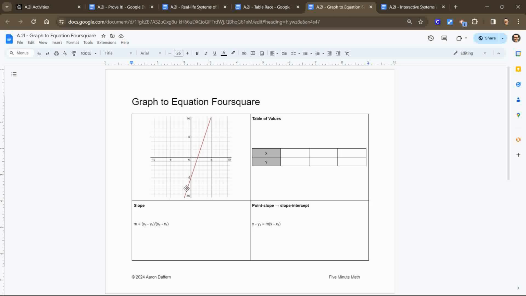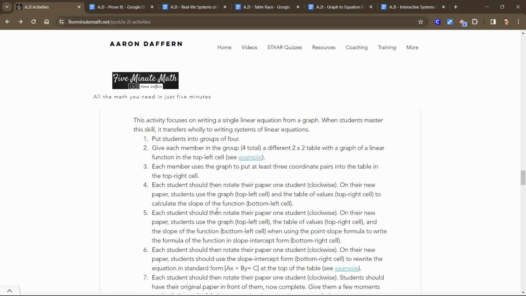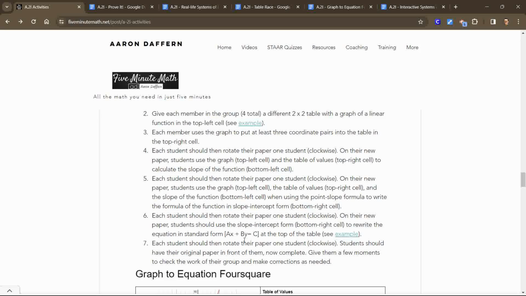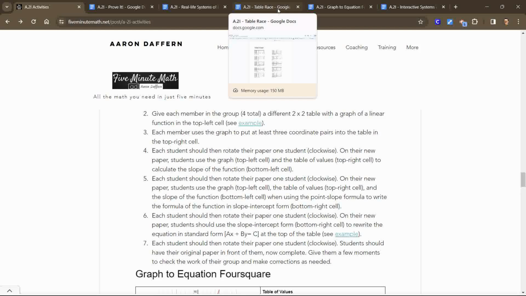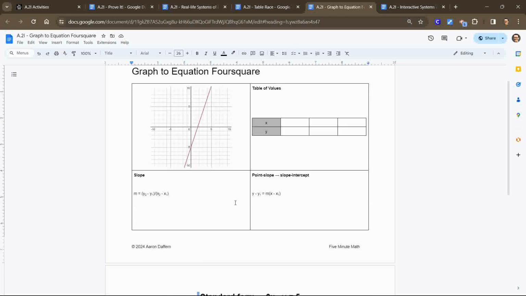So everyone does that on a new piece of paper. Then everyone rotates again. So now you're on your third piece of paper, and that third child is going to use the table of values, the graph, and the slope to use the point slope formula in order to write this equation in slope intercept form, right? So now we're on our third student. And then we want that student to also rewrite it in standard form.